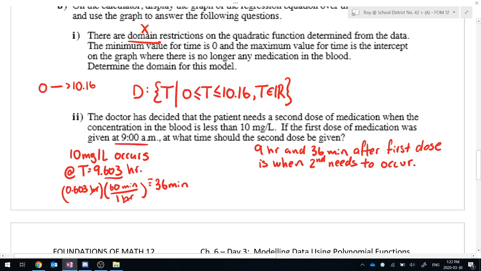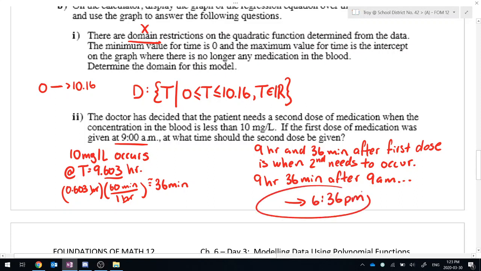First dose was given at 9 a.m. So 9 hours, 36 minutes after 9 a.m. gives us a time of 6:36 p.m. So that is when the second dose needs to occur in order to maintain the medication according to the doctor's orders. Okay, so that's the first question.